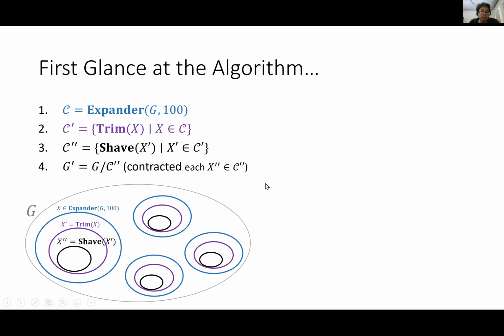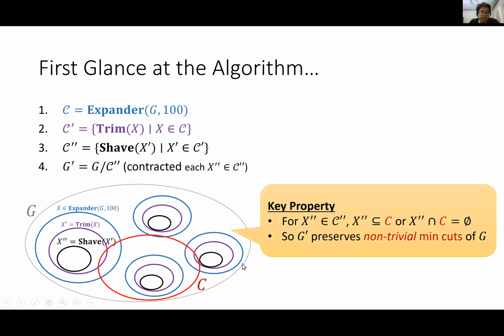Let's look at the algorithm by a quick glance. I will explain each of the steps again, but the algorithm will do the following. It will compute a collection of sets, the blue sets here, C, and then for each of the blue sets, it will compute a subset, a purple subset. Each of the purple subsets is C prime, and then for each purple set you compute another subset here, a black one. And then G prime will be obtained just by contracting each of the black subsets. That's what we are gonna do.